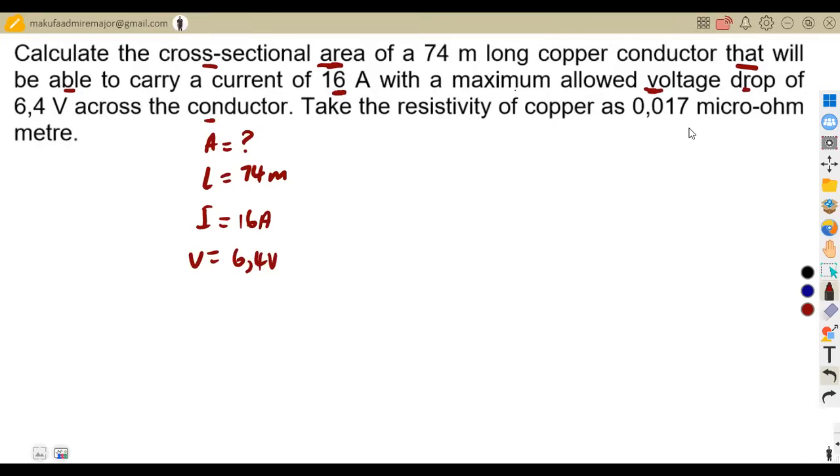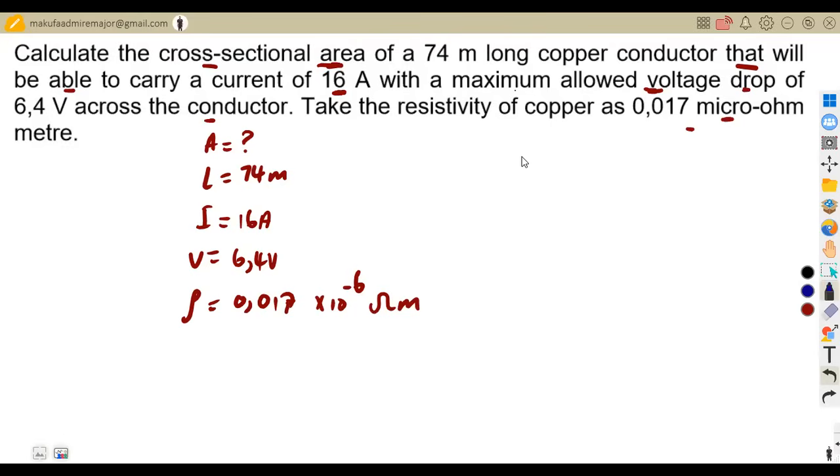Take the resistivity of copper to be this value. So we are given the resistivity of copper in this case, which is 0.017. Take note here, this is micro-ohm meter, so that's micro times 10 to the exponent of -6 ohm meters. All right, with this information that we have, what is going to be the area in this case?